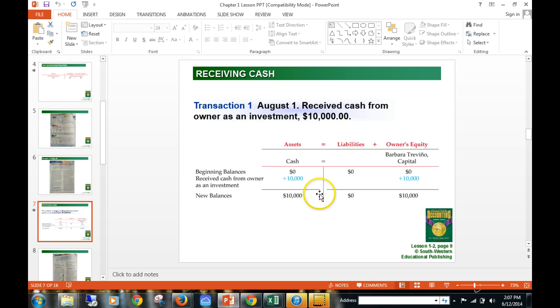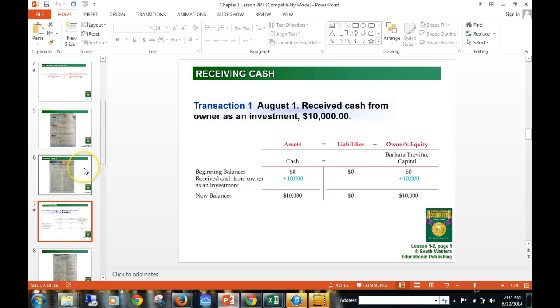Again, left side has to equal the right side. Assets have to equal liabilities plus owner's equity. Owner's equity is what the company is worth on paper. Assets are what we actually have physically: trucks, equipment, supplies, etc.